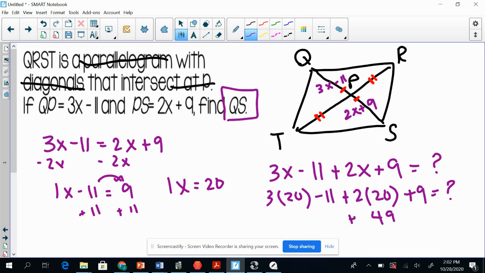And 60 minus 11 should be 49 as well, which works because that means both of them are congruent. So you kind of checked your work to make sure your x is correct. So 49 times 2 is our answer. And so our answer should be 98. So the length of QS is 98. I felt like that one was pretty short, so I'm going to keep going.